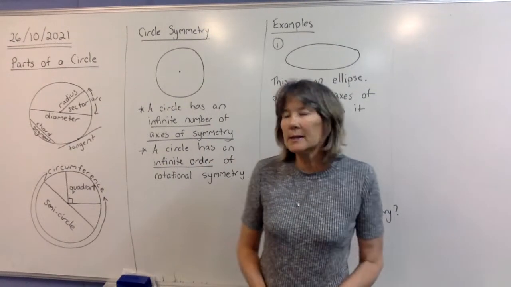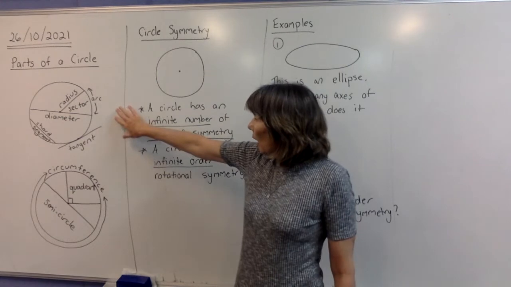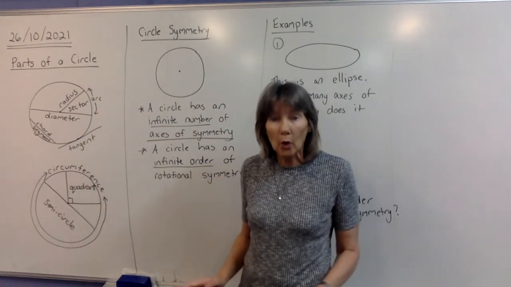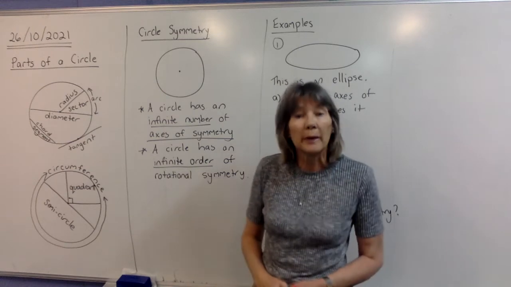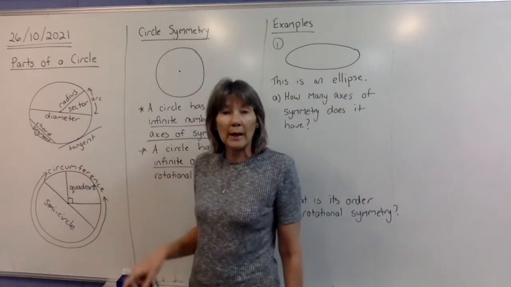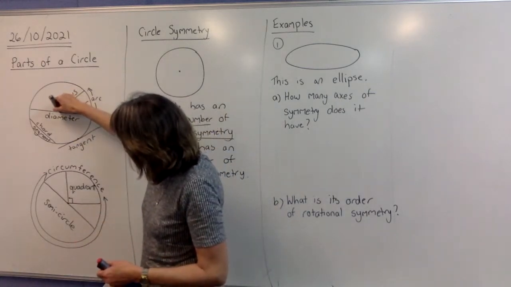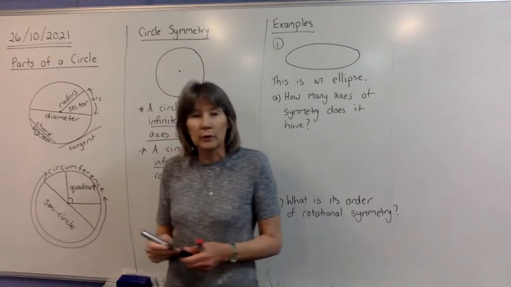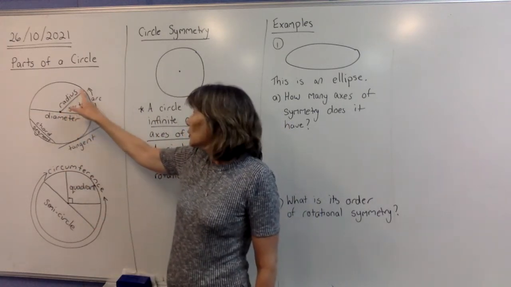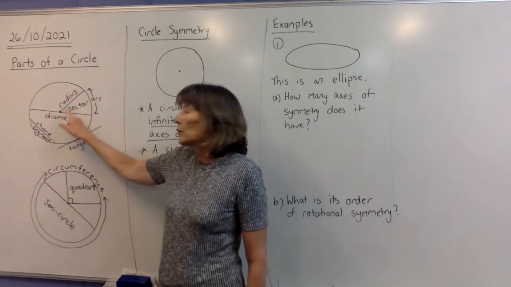Alright, so in today's lesson we're doing parts of a circle. So I've put the diagrams, 2 circle diagrams, which have got all the different things that you need to know about the different parts of a circle. So on this first one, we have a centre point right in the middle here. So that is the centre of the circle. The straight line going from the centre to a point on the circumference of the circle is called the radius.